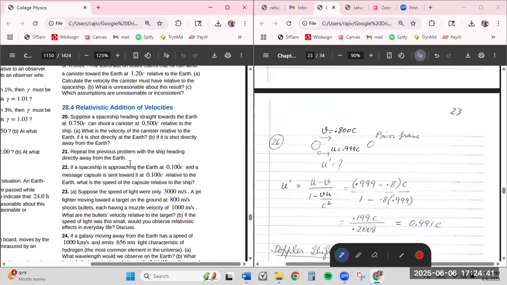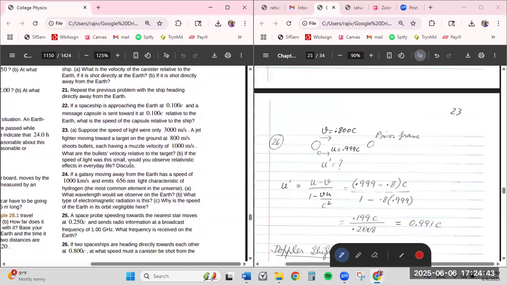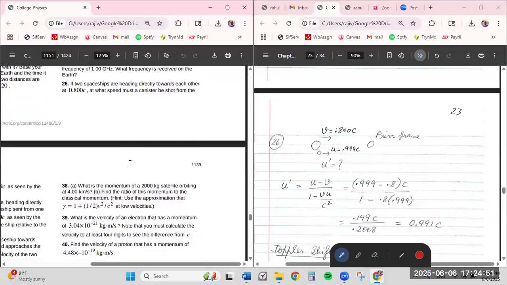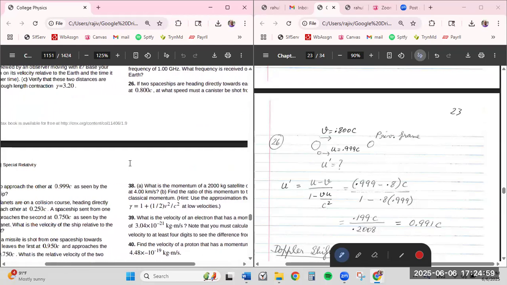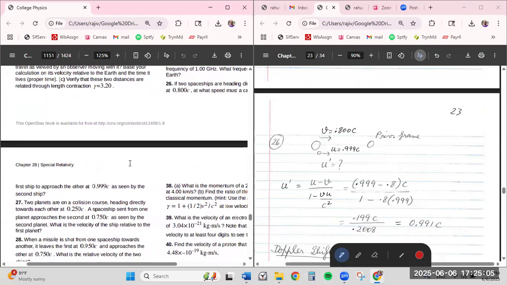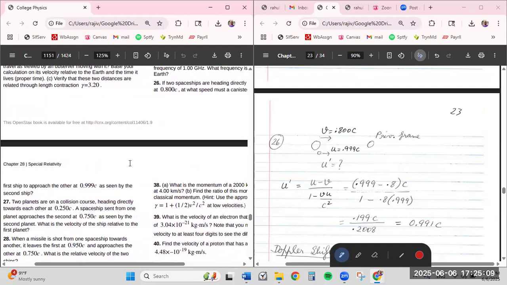Let's consider problem 26. If two spaceships are heading directly towards each other at 0.8 c, at what speed must a canister be shot from the first ship to approach the other at 0.999 c, as seen by the second ship?